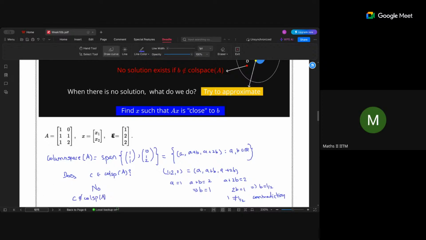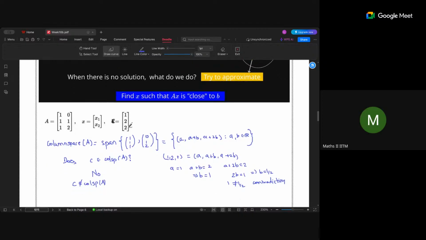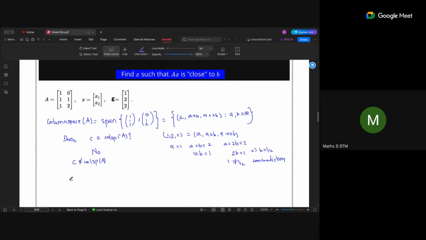If this does not belong to the column space of A, can we have a solution for Ax equal to c? No, ma'am. That is the main condition for existence of a solution, right? So for the solution to exist, the right hand side should be in the column space of the matrix given here. Okay, so in this case, you can also verify by writing down the equation Ax equal to c has no solution.